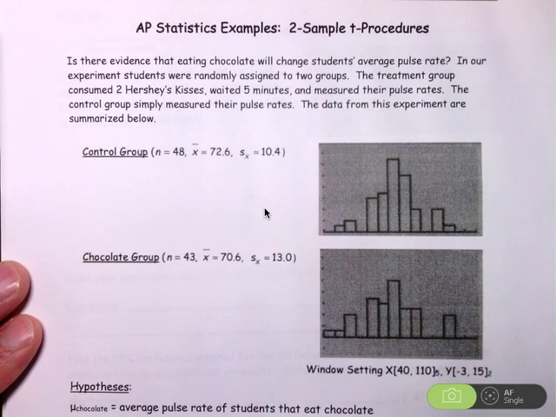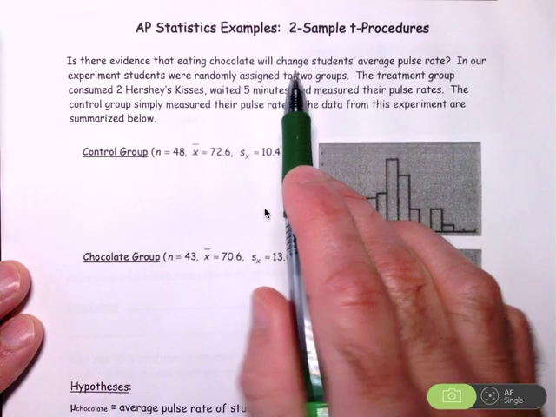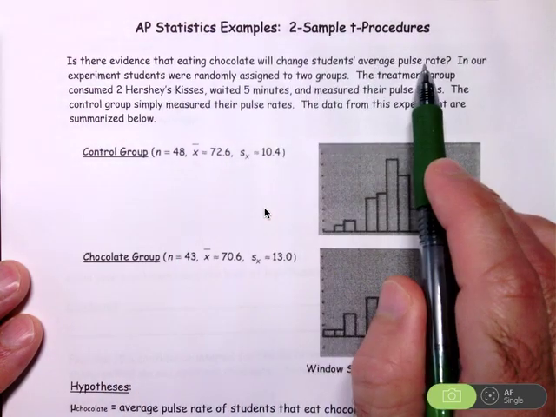Let's take a few minutes and look at how we complete inference for two population means. So means involve using t-scores, and in this context, we're not going to be looking at simply one population, we're going to be looking at two. So, is there evidence that eating chocolate will change students' average pulse rate?